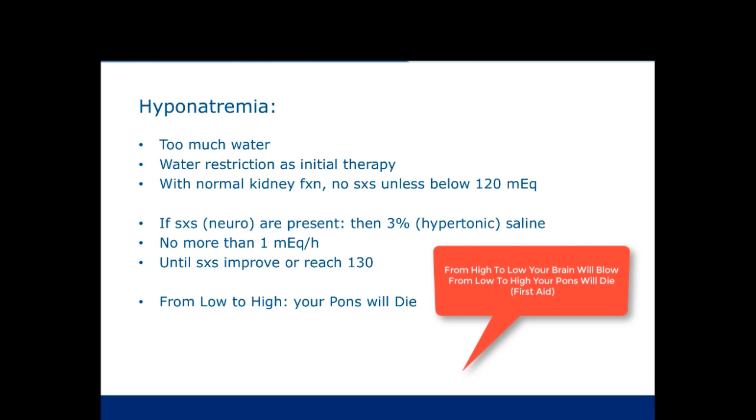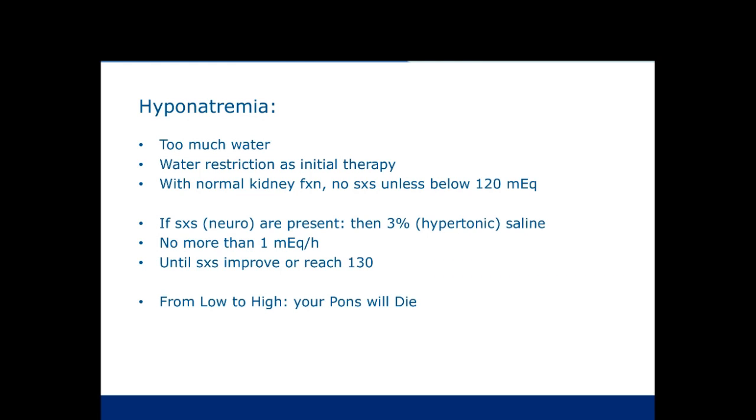How about hyponatremia? That means you have too much water, right? You have too much water, it's diluting the sodium out. Same thing with hypernatremia, you don't have a lot of water, it's concentrating the sodium. You start with a water restriction. With normal kidney function, you don't do anything unless their sodium drops below 120. If they have neurosymptoms, so seizures, they're convulsing, they have altered mental status, they're not themselves, you could give a hypertonic saline. Make sure you don't correct more than 1 milliequivalent per hour. And you do it until symptoms improve or you reach 130.